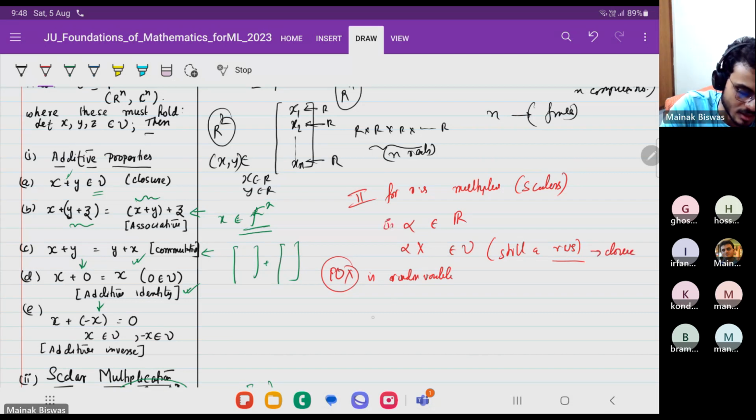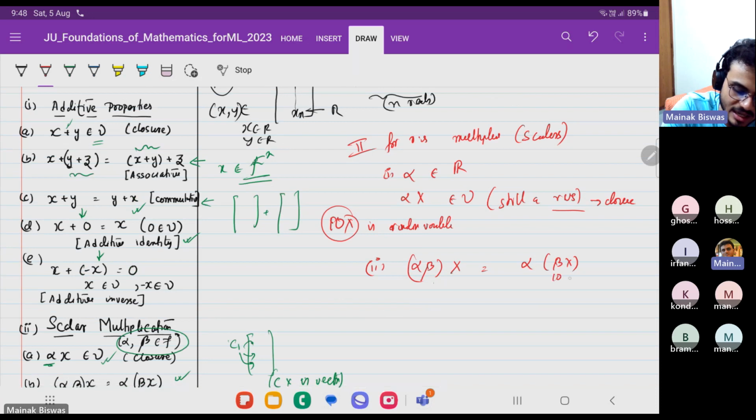Similarly, alpha times beta times X is the same as alpha times beta X. I'll give you an example. This is 10X, say times 2. So 10X times 2 is the same as 20X. Yes or no? For a random variable. So you have the associative property here.